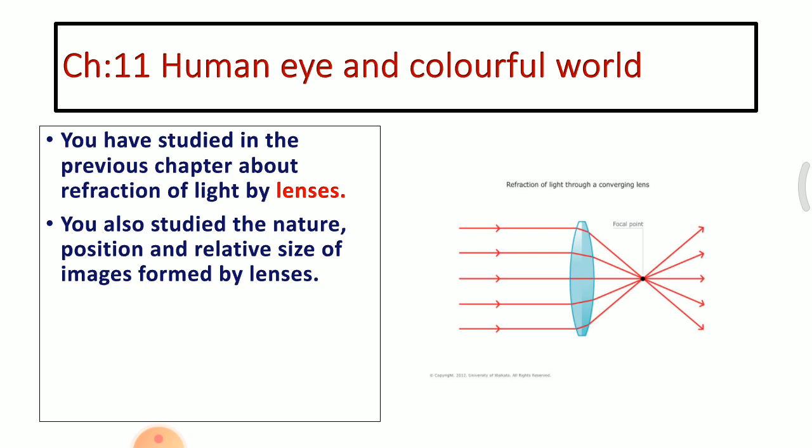If you take nature, there are two types. One is real and inverted, and another one is virtual and erect. The position of the image is different for different positions of the object. The relative size may be magnified, diminished, or same size compared to the object. So this concept we already learnt in the last class.